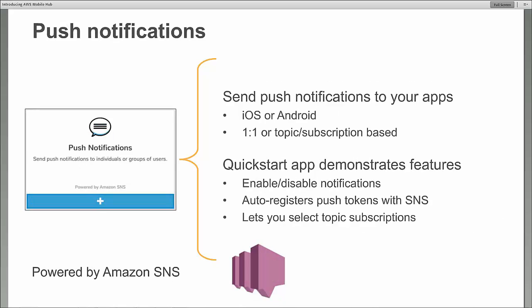Push notifications as well. If you add this feature, you have the ability to connect Amazon SNS up, giving you iOS or Android push notifications and messages using the pub sub service with one-to-one topic-based subscriptions. And then you also get a quick start app that demonstrates these features, with enabling and disabling notifications, auto-registering push tokens on SNS, and also letting you select topic subscriptions. So the code to work with SNS, at least a model of that code, is provided for you.